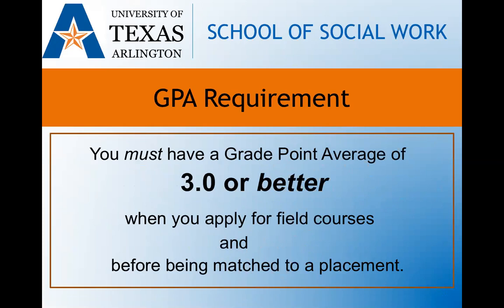In order to enter field, you have to have a GPA of 3.0 or better. So 3.0 is a B average, and that's actually the GPA requirement to keep you in good standing throughout your graduate education. You need a B average. So that means if you get a C in a class, you need to pair it with an A, right? Because a C is a 2.0 and an A is a 4.0. So you need that 3.0 average.